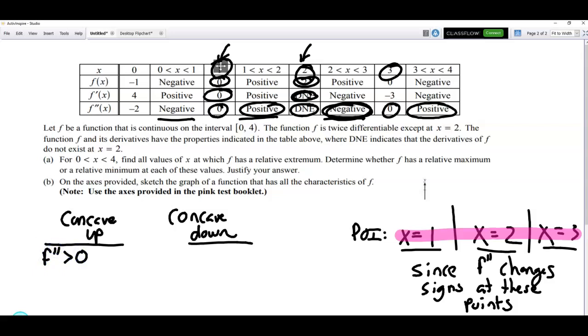All right, so that would be, for instance, here. That's a positive, and that's a positive. So the intervals are from 1 to 2, and also from 3 to 4. Okay, so we would say it's concave up on 1 to 2 and 3 to 4 since f double prime is greater than 0. Concave down is the opposite.